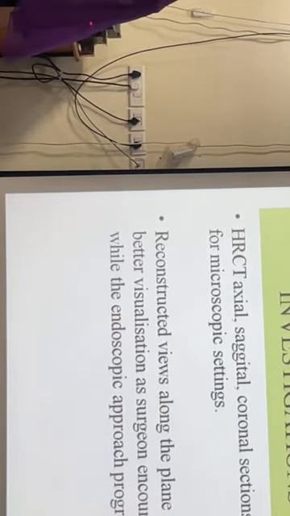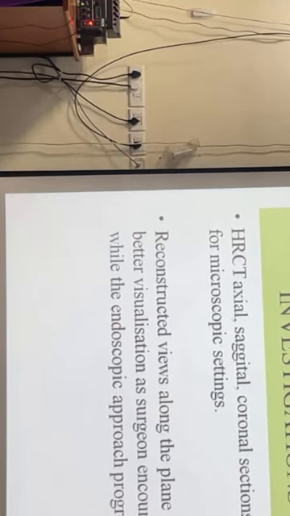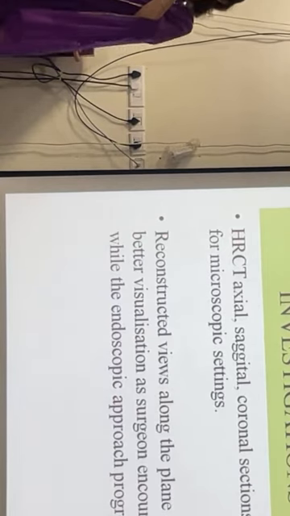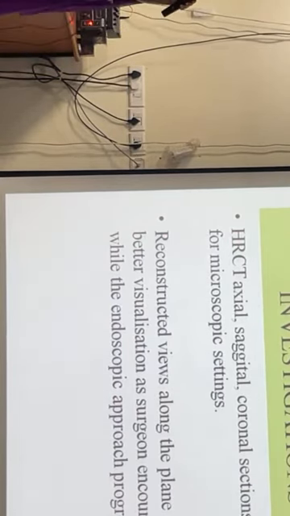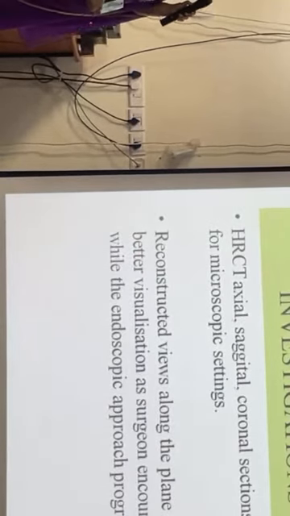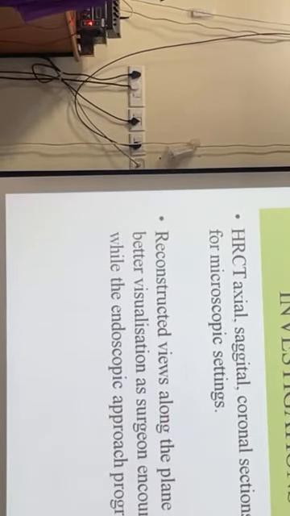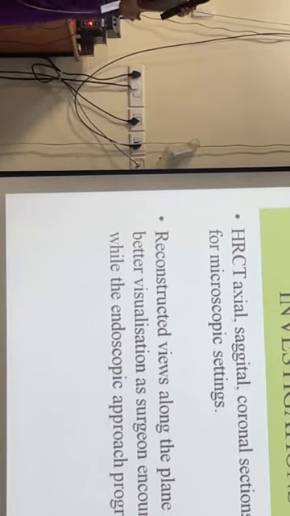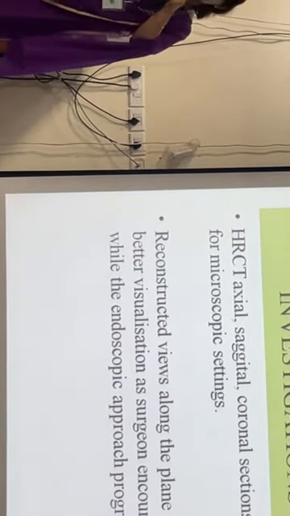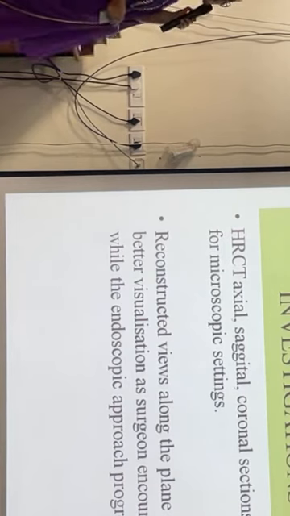Now, as for the difference in investigations, the routine HRCT with axial, sagittal and coronal sections is good for microscopic settings. But if we want to approach a cholesteatoma case with an endoscope, we need reconstructed views along the plane of the external auditory meatus, which gives better visualization, as the surgeon encounters the same view in the endoscopic approach.